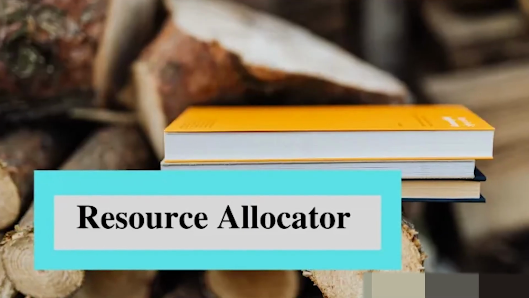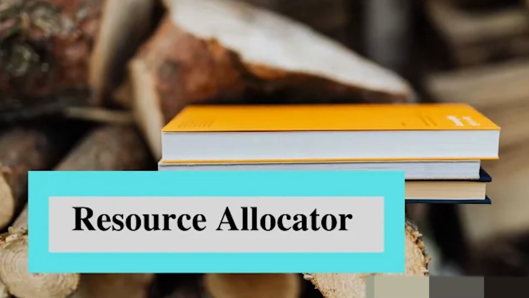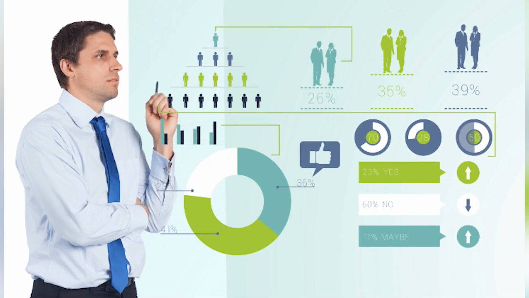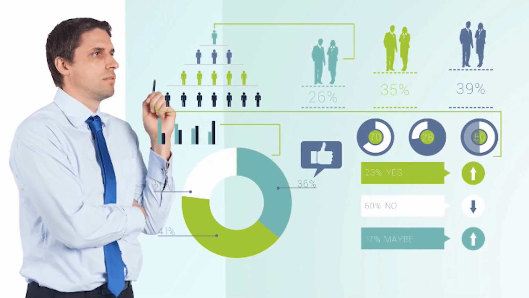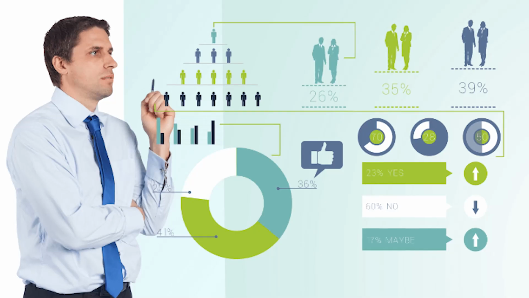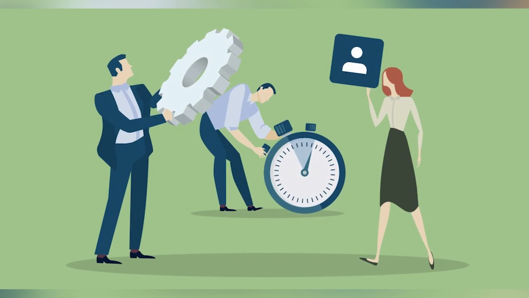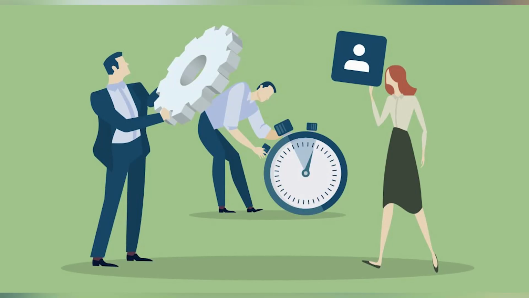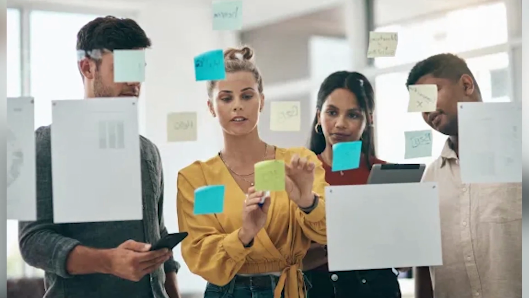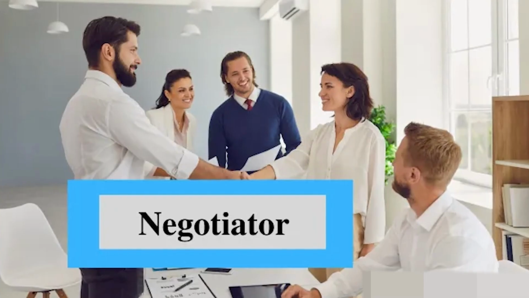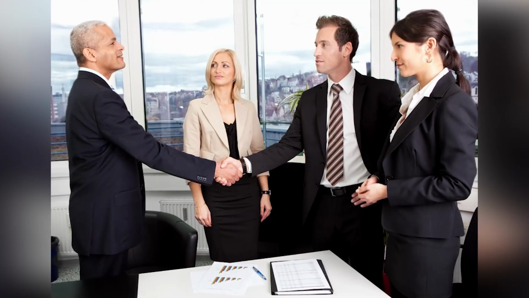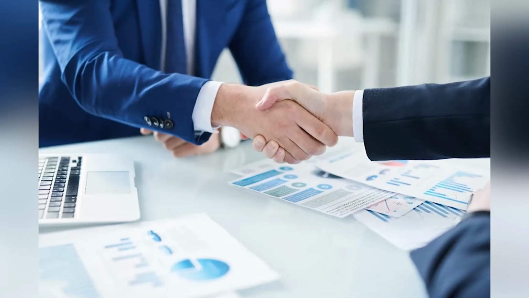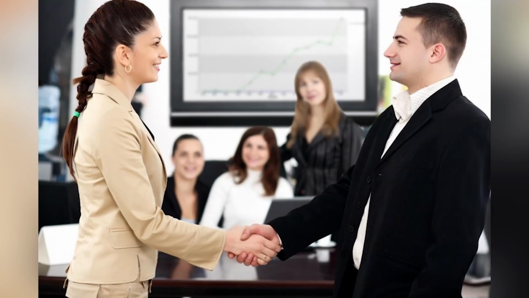And the third decisional role is the resource allocator role. Managers are responsible for deciding who gets what, when, and how much. This involves scheduling, budgeting, authorizing requests, and setting priorities for the use of all organizational resources, such as time, money, equipment, and personnel. And the fourth decisional role is the negotiator role. Managers spend significant time negotiating agreements with subordinates, peers, suppliers, customers, and even government officials. These negotiations aim to secure favorable terms for the organization.